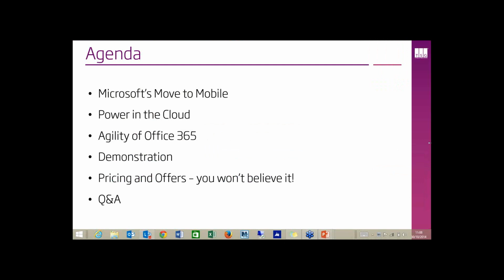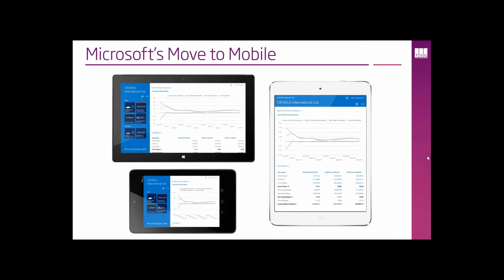And what we're going to look at today in the presentation is obviously the changes in Dynamics NAV. But what I'd like to say as well is first that for me, there are three key areas for what Microsoft are doing. The first of these is the mobile offering.